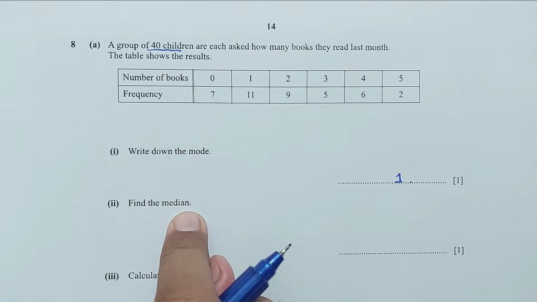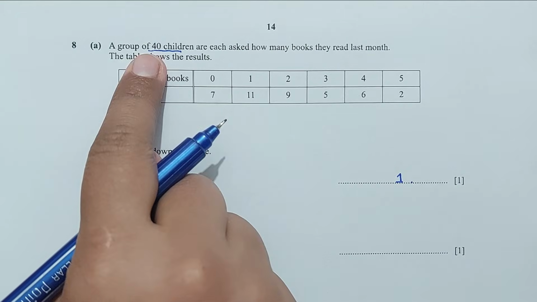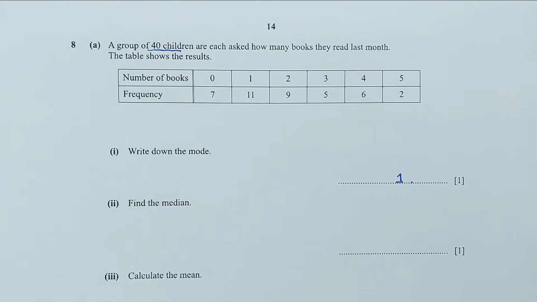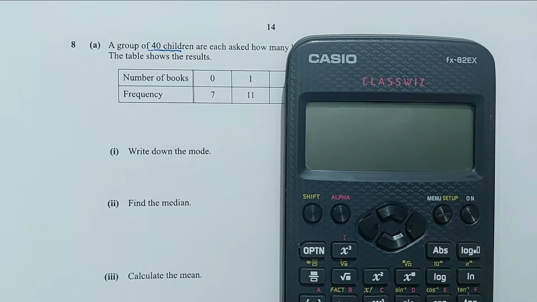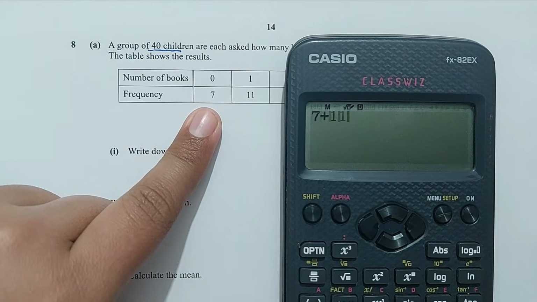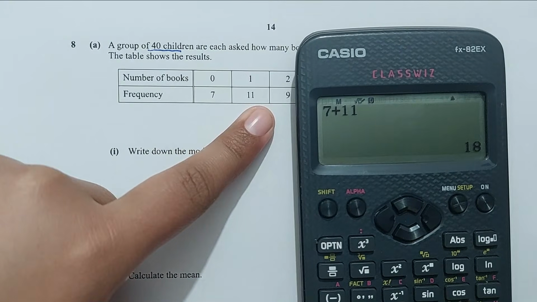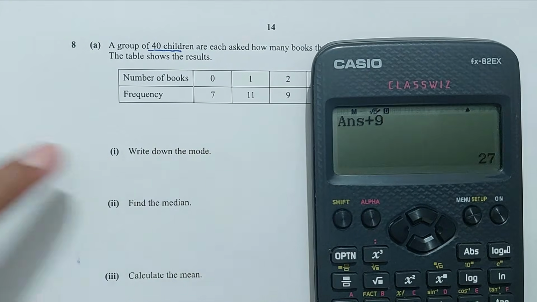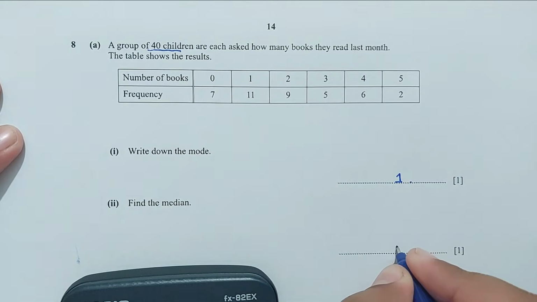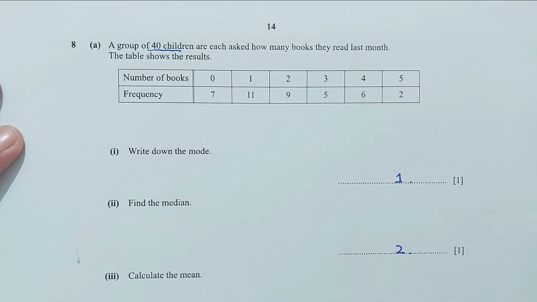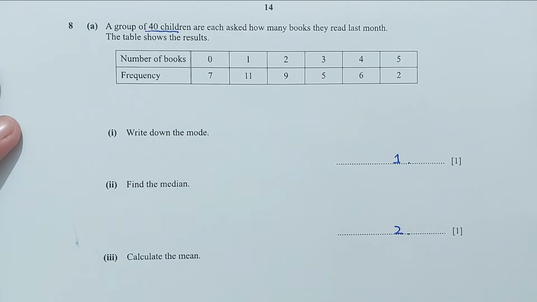Number 2, find the median. Median is the middle value of the data. So the middle value of 40 is 20. Right, so we can say 7 plus 11 is 18, 18 plus 9, 20 lies in this section, so the median is 2.